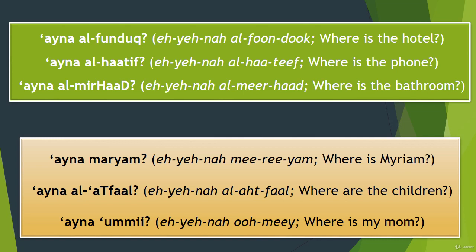You may also apply the أين question format to human subjects such as friends or family. For instance, أين مريم? Where is Maryam? أين الأطفال? Where are the children? أين أمي? Where is my mom?